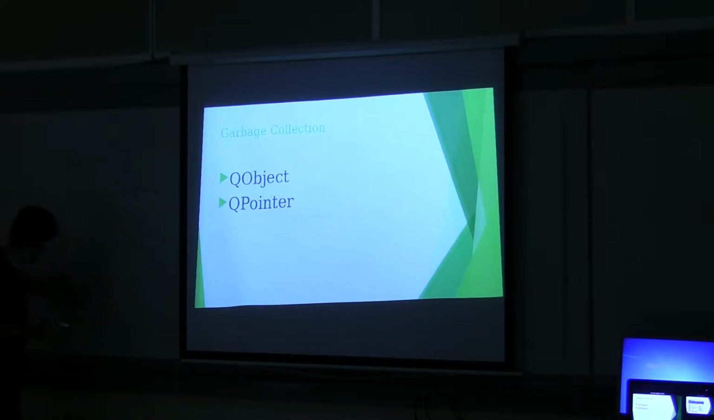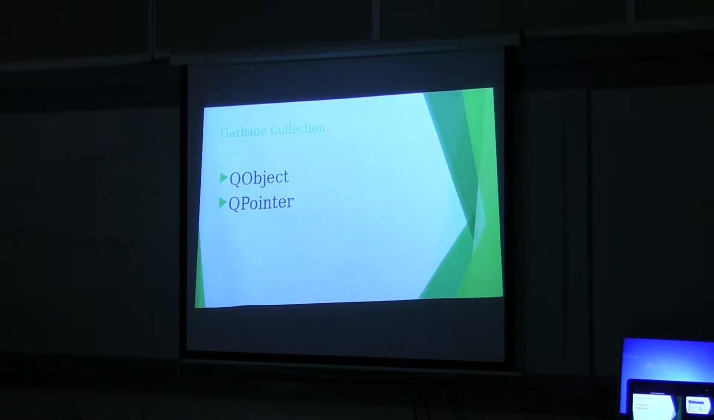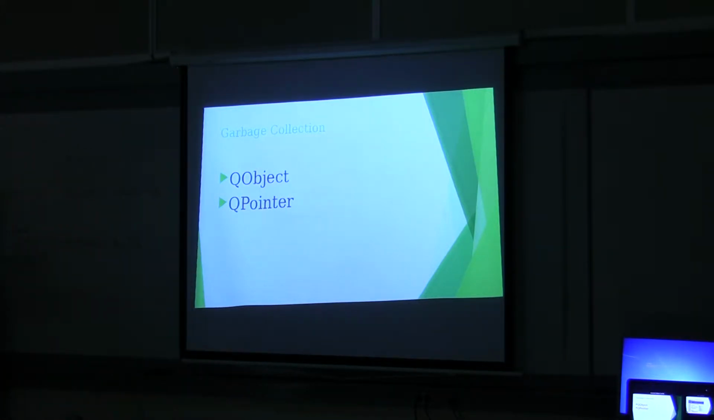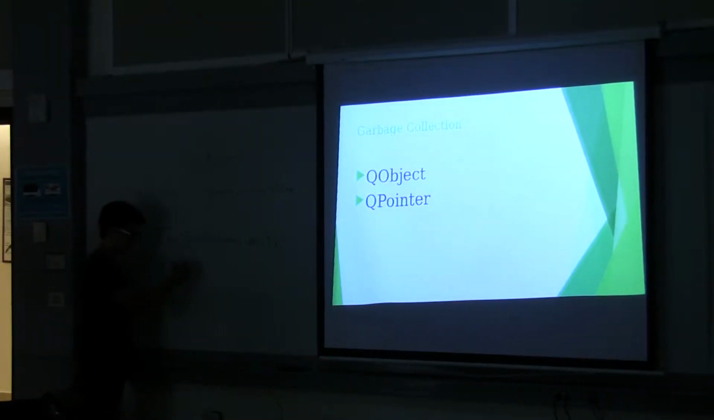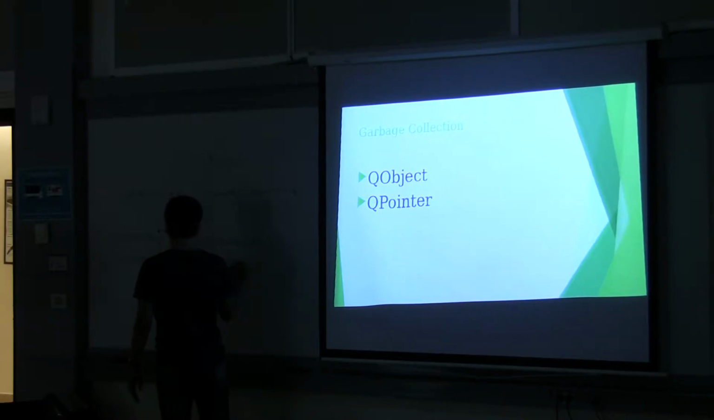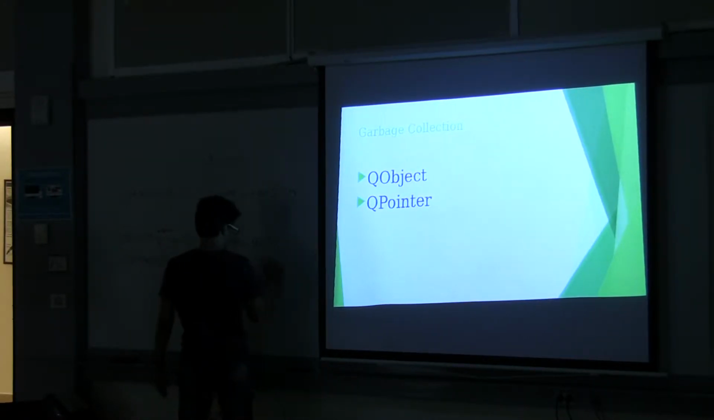Another way of handling garbage collection in Qt is QPointer. QPointer is a template class that takes the type of what it will be pointing to. So let's say I will point to a text edit. Don't worry, we'll talk about these widgets, the push button, text edit, later. So this is a pointer to QTextEdit, and we'll say ptr equals new QTextEdit.